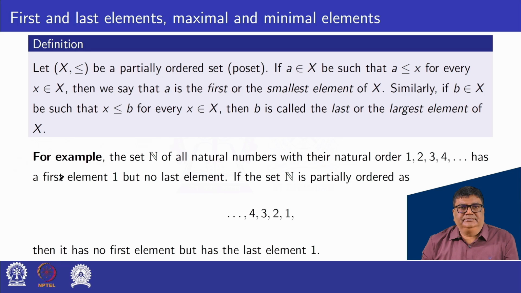For example, the set N of all natural numbers with their natural order 1, 2, 3, 4 and so on has the first element 1 but no last element. If the set N is partially ordered as ..., 4, 3, 2, 1, then it has no first element but has the last element 1.